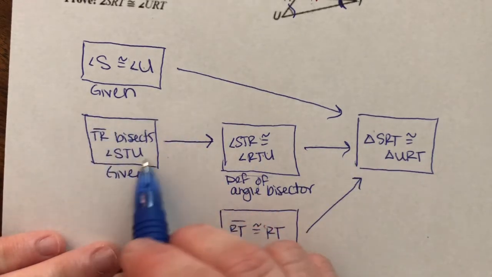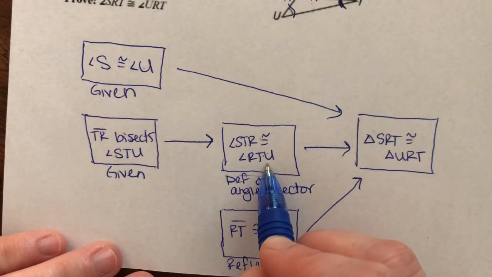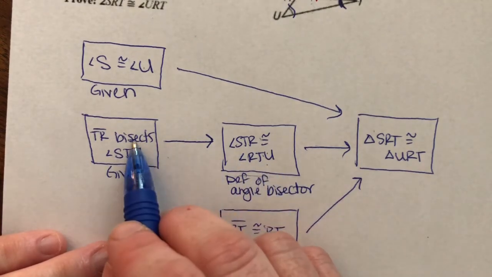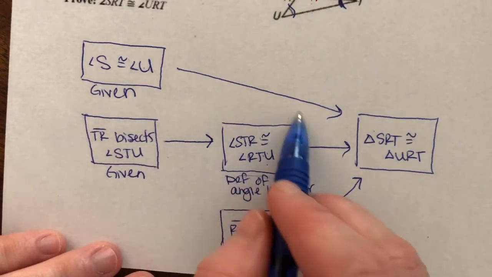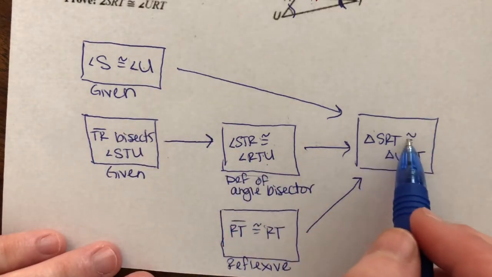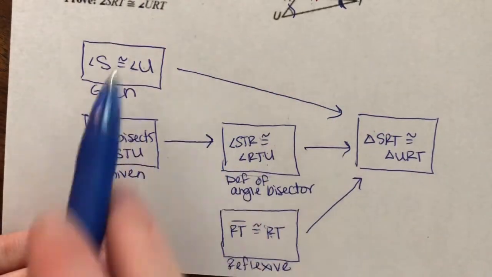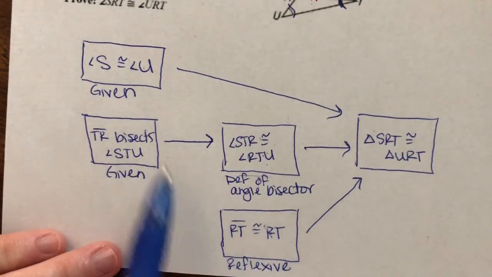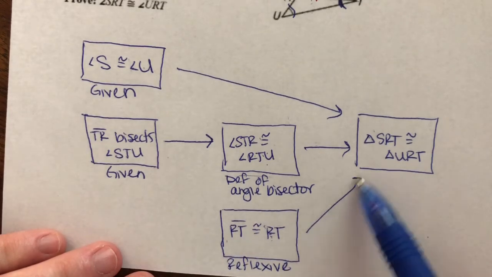Based on the fact that TR bisects this angle, I know it broke it into two smaller congruent angles. So this box tells me this, and this statement directly affects. This is one of my two congruency statements so far. And then my third congruency statement isn't related to these other boxes at all. So it doesn't have any arrows connecting them. It's over here on its own, right? RT is congruent to RT. That's its own thing.